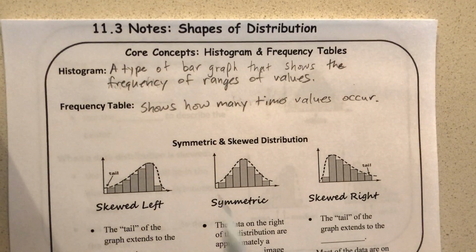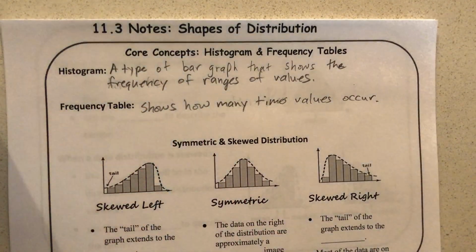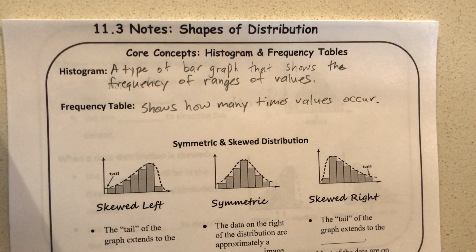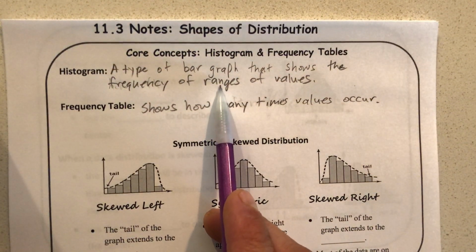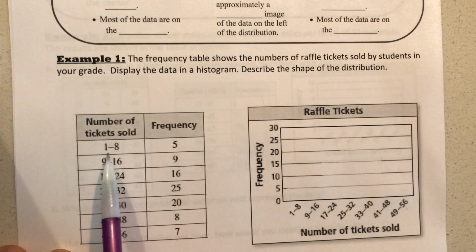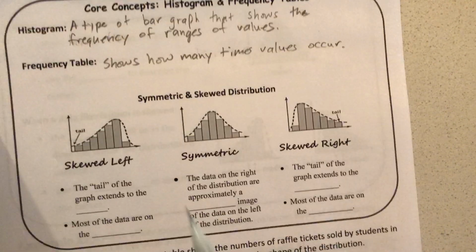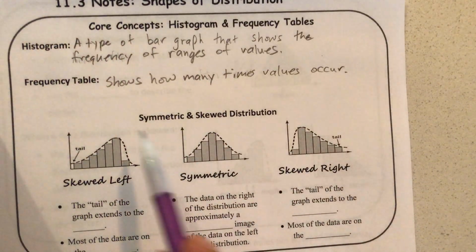So first, a couple definitions. A histogram is a type of bar graph that shows the frequency of ranges of values. And by ranges of values, I mean, if you see in our examples, we're talking about the number of tickets that are being sold. We're not talking about how many people sold one ticket or two or three, but a range from 1 to 8, from 9 to 16 tickets, from 17 to 24, and so on. So it's for ranges of values.